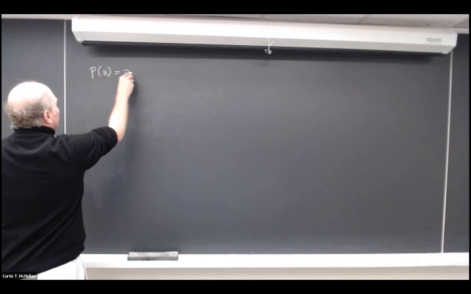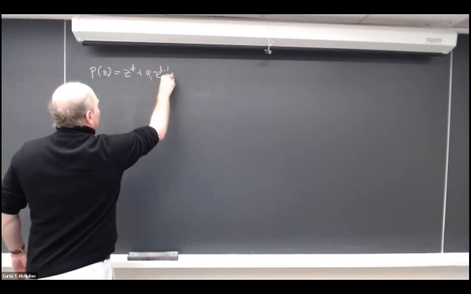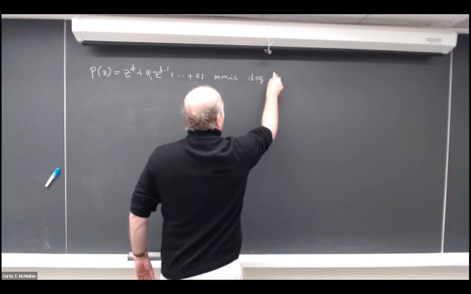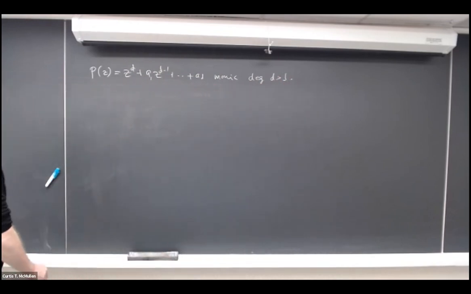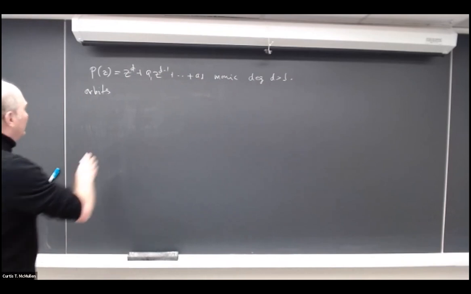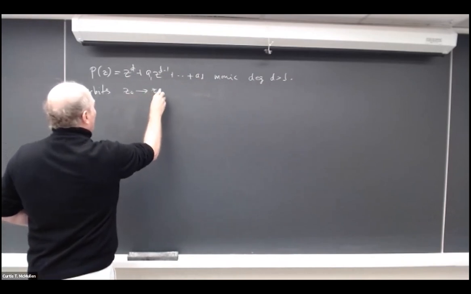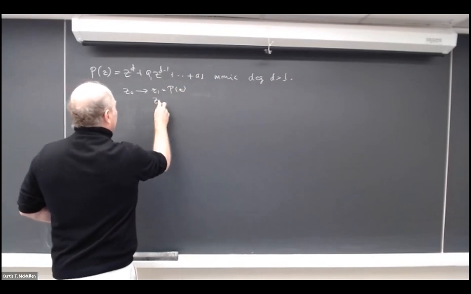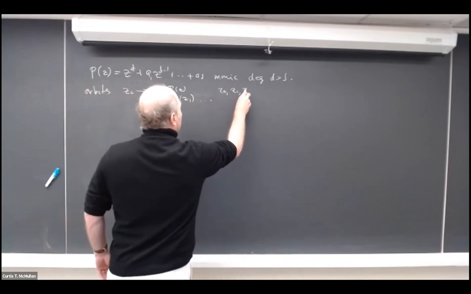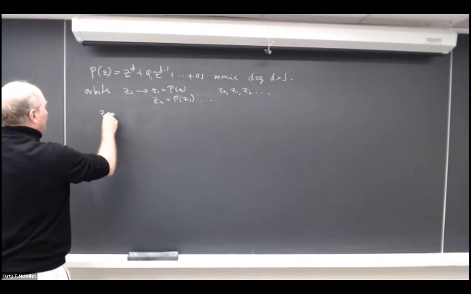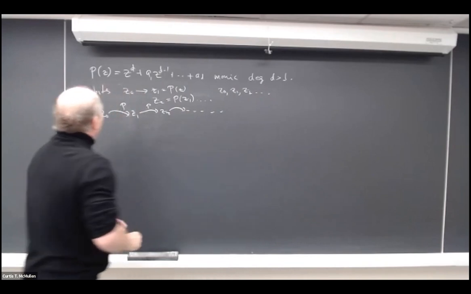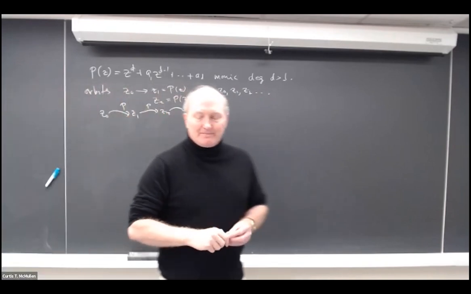So we let P of Z equal Z to the D plus A1 Z to the D minus 1, plus and so on, plus AD. This is a monic polynomial of degree D greater than 1. And what we're interested in studying are the orbits of points. So we take a point Z0, and we send it to Z1, which is P of Z0, and then we send it to Z2, which is P of Z1, and so on. So this orbit, Z0, Z1, Z2, is what you get by iterating the polynomial. You apply the map P, and you apply it again, and so on. And a typical question is, what's the long-term behavior of this orbit?